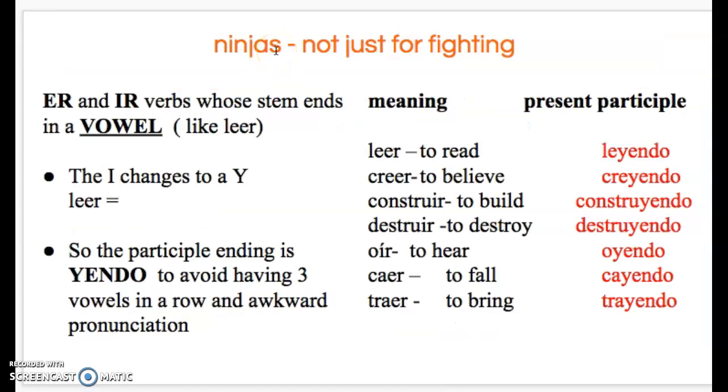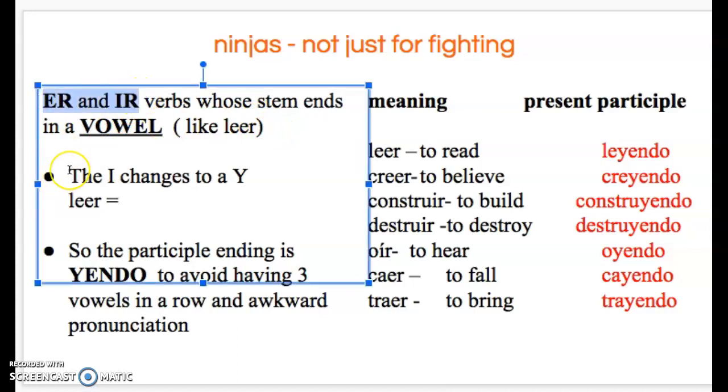All right, so just so you know, ninjas are not just for fighting. Ninjas make a couple different appearances in Spanish, and you'll see what I'm talking about in a second. These are an irregular participle, which means they have a slight spelling change. And I call them the ninjas because of the kind of ninja-like move that they make, the spelling change they make. So first of all, take note, it's not any AR verbs that are irregular. It's just ER and IR verbs whose stem ends in a vowel. So look, for example, there's an ER verb. Look at the vowel right before. See? That means it's going to be a ninja.